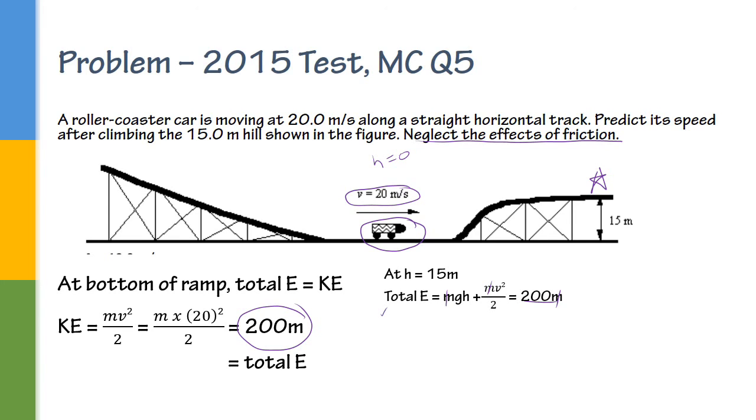Our G value, as always, is 10. Our height at this point is 15 meters. So plugging in our values and rearranging, we get 10 times 15 plus v squared on 2 gives you 200. V squared on 2 is going to equal 50, which is 200 minus 150. V squared is going to be equal to 100, and our velocity is going to be equal to 10 meters per second. This is actually a multiple choice question, which is why it comes out as such a nice, neat answer.